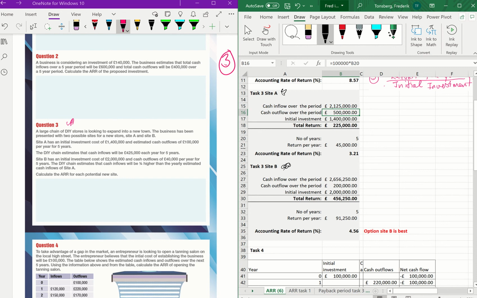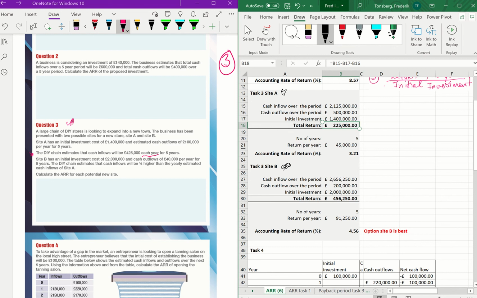It also says here, so the next line reads, the DIY chain estimates the cash inflows will be £425,000 each year for 5 years. So again, what I've said is cash inflows would then be £425,000 times by 5 years. So that's this one. I get down here again, times by 5 years, because it's 425 per year over 5 years. And that gives us 2.125 mil.